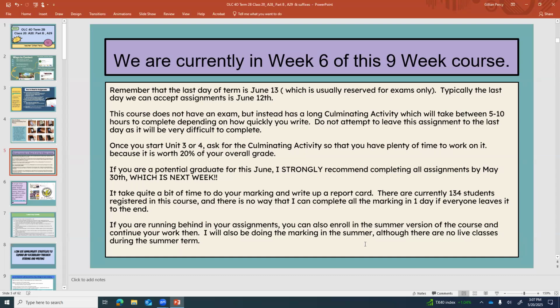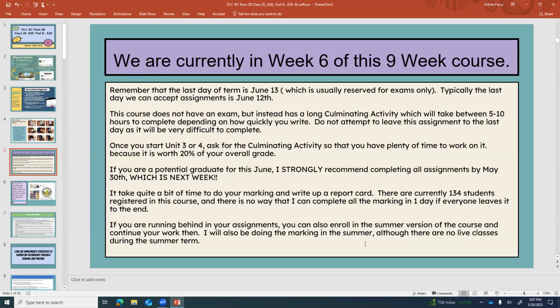Generally, once you start unit 3 or 4, ask me for the culminating activity, or ask your DEC for it if you're in a learning center. So you've got plenty of time to work on it because it's worth 20% of your overall grade. That can bump your marks two whole grades. You can go from a D to a B if you do well in that culminating activity. So it's a really important thing.